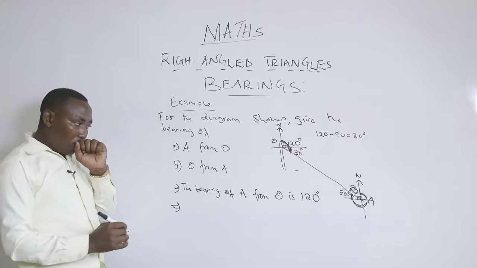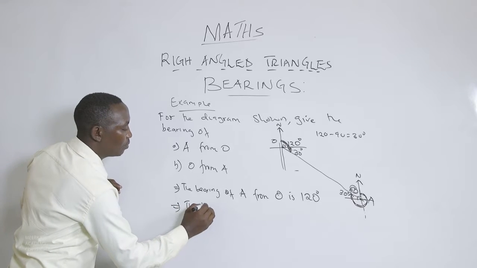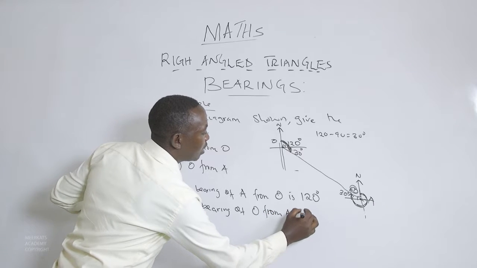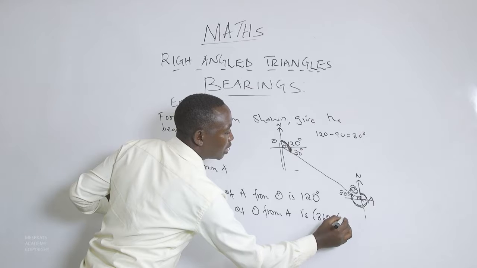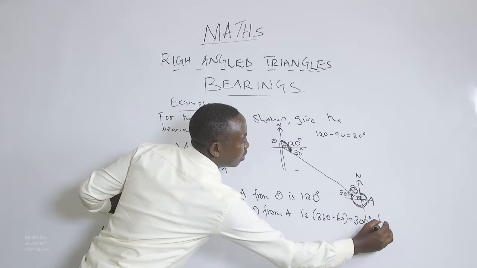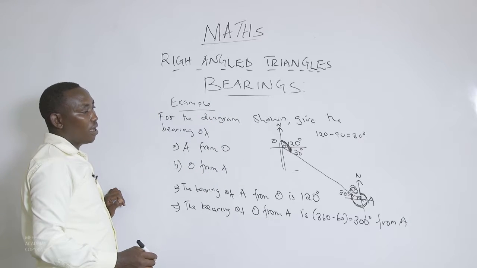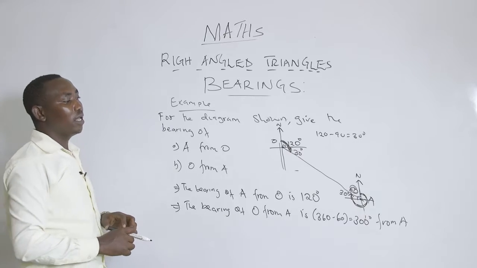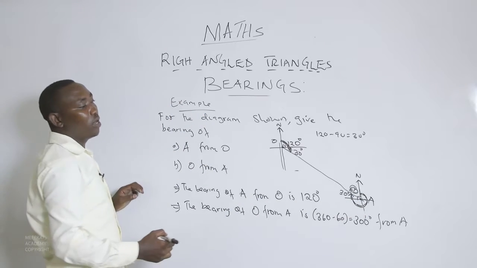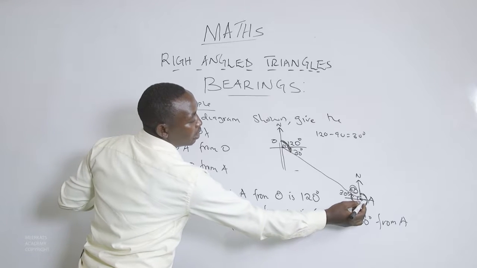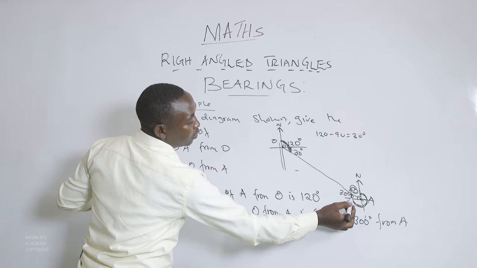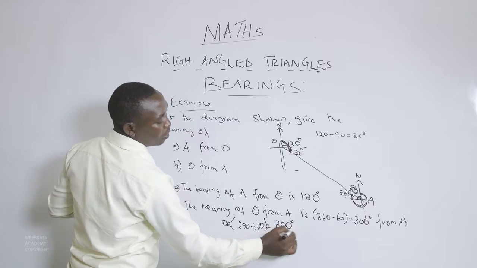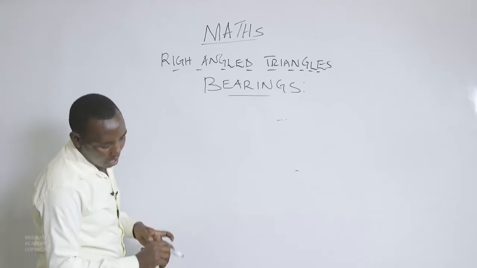Therefore, we can say that the bearing of O from A is 360 subtract 60, which is 300 degrees from point A. So you have to go around like that, or we have said you go 90, 180, 270 plus 30, which will give us 300 degrees.